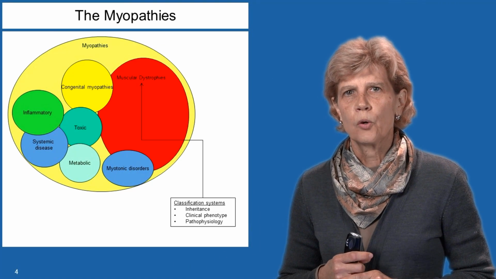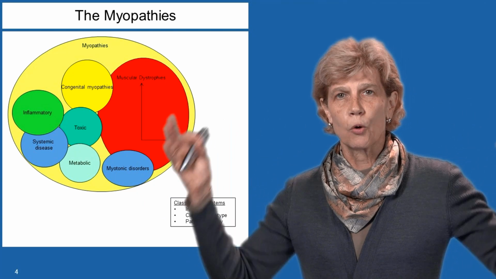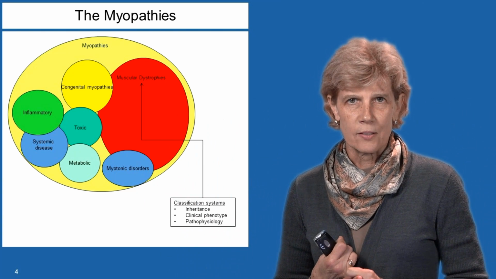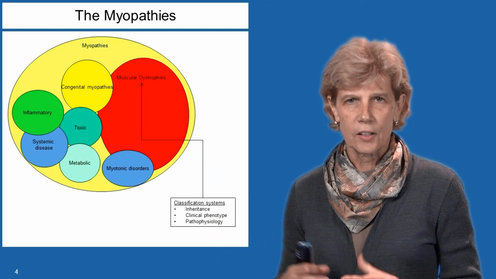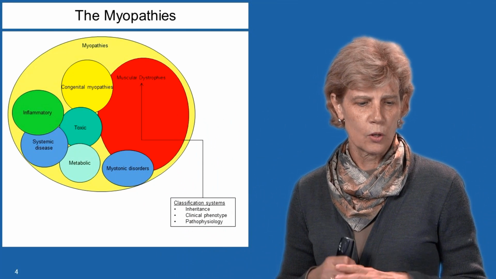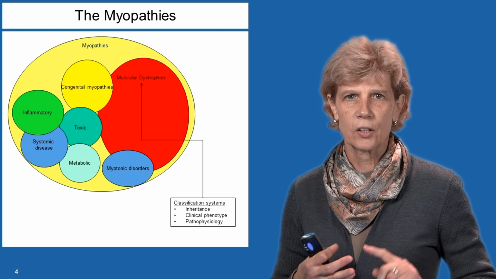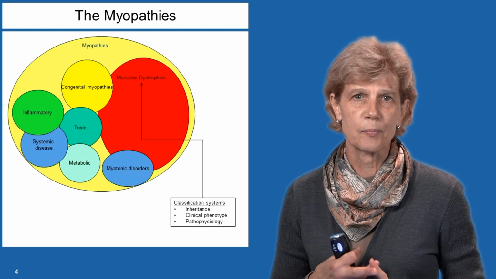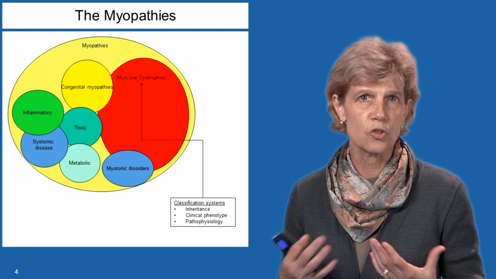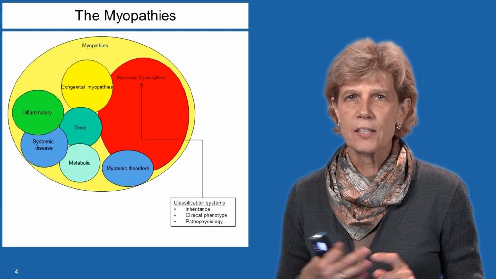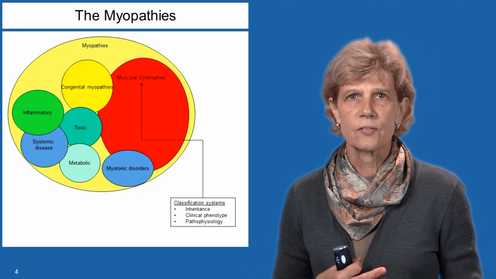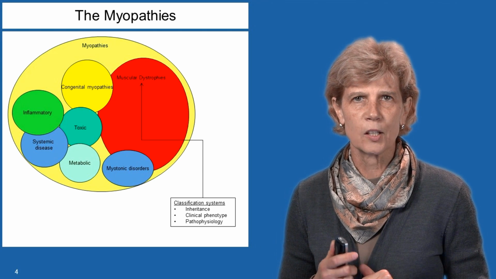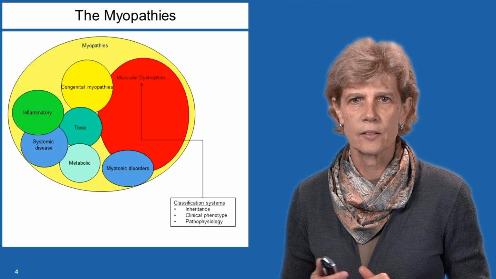So first of all, this is the orientation slide. The myopathies are all diseases of muscle. So all diseases of muscle are not just muscular dystrophies. As you can see in this Venn diagram, there are congenital myopathies, there are things that are acquired, there are toxic myopathies, things like statins that injure the muscle. There are myopathies, muscle diseases that are the result of systemic diseases. And you can see the other ones. What we're going to be talking about today are the muscular dystrophies.